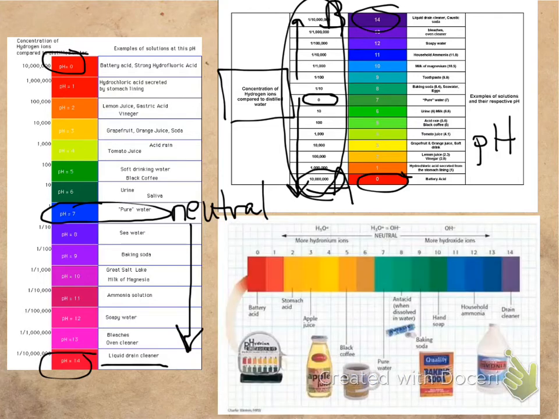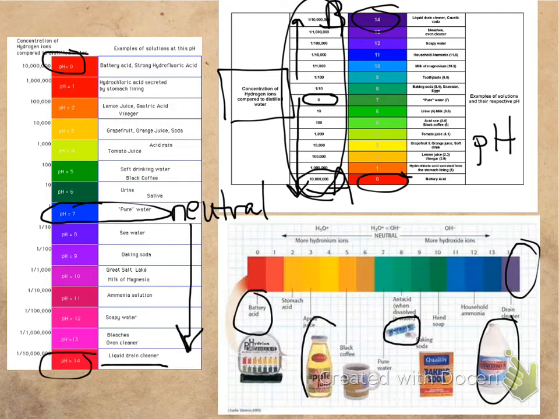Okay, and we have one more pH scale. I like this one because it has the pictures. It's a picture scale, so you can see that drain cleaner is a very strong base, ammonia is a strong base, and an acid would be a weak base. Over here we have battery acid would be a strong base. Apple juice would be kind of in the middle, and here we have coffee would be a weak acid.